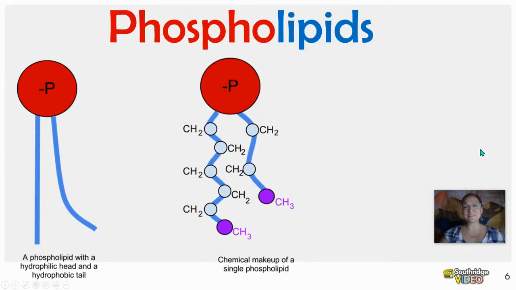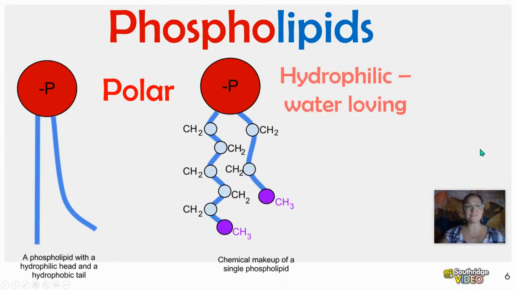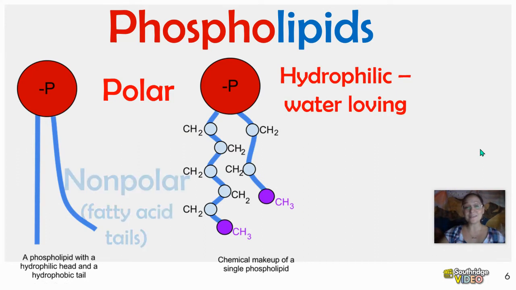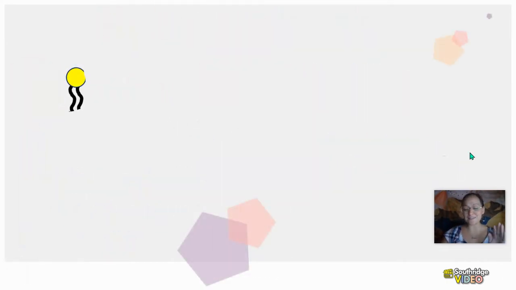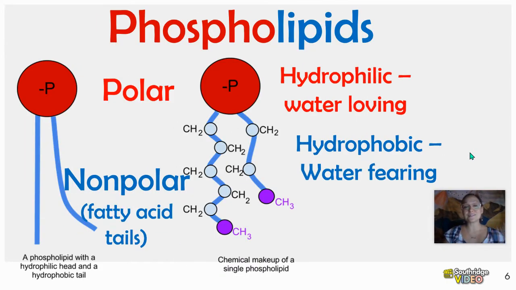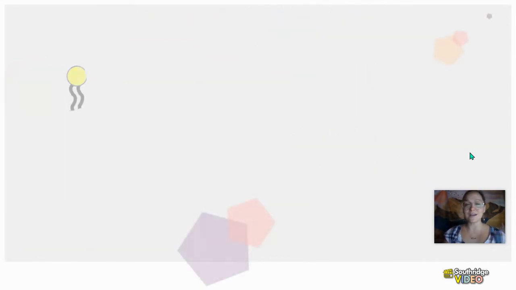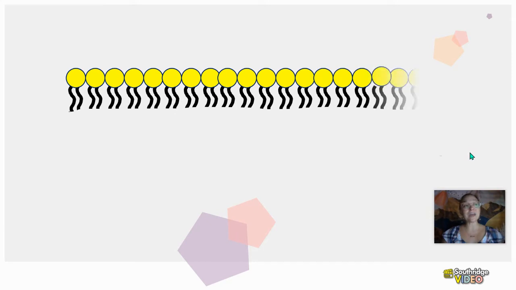Okay, so again, you have the polar phosphate group, which means water-loving, and then you have the nonpolar fatty acid tails, which means water-fearing. And if you're in a higher level science class, you could use the words hydrophilic for water-loving or hydrophobic for water-fearing. So let's go ahead and talk about, why is the cell membrane in two layers? Like, why is it a bilayer? So here I have one phospholipid. And when we look at the cell membrane or the plasma membrane, here we have one row of phospholipids.